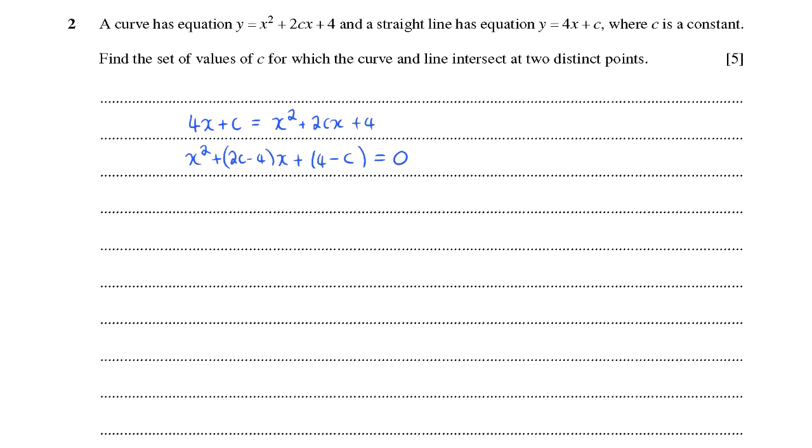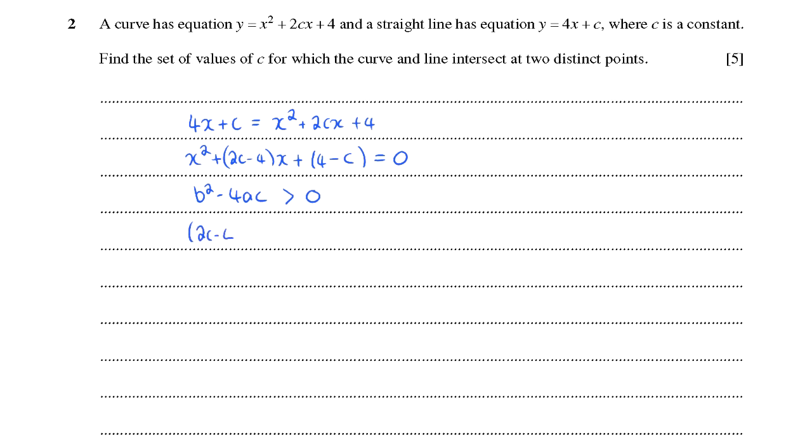What we do know from the question is that it intersects at two distinct points, and for that to happen, this quadratic has to have two x values. There has to be two answers. And for the quadratic to have two answers, we know that b squared minus 4ac, the discriminant, has got to be greater than 0. If it is greater than 0, then there are going to be two solutions for the quadratic. So we use that to find out what the answers are going to be.